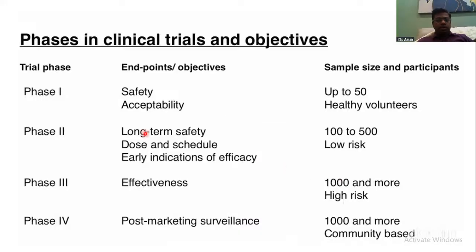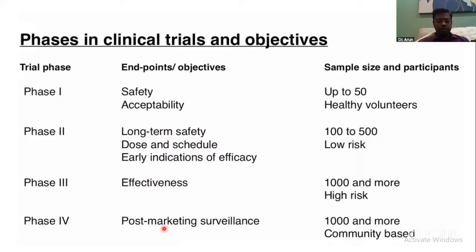In phase 2, endpoints or objectives are long-term safety, dose and schedule, and early indication of efficacy. Here, compared to phase 1, a slightly larger number of people will be recruited. And phase 3 endpoints are effectiveness. Here, compared to phase 2, a further larger group will be recruited, that will be in thousands. Phase 4 is post-marketing surveillance, that is 1,000 and more.